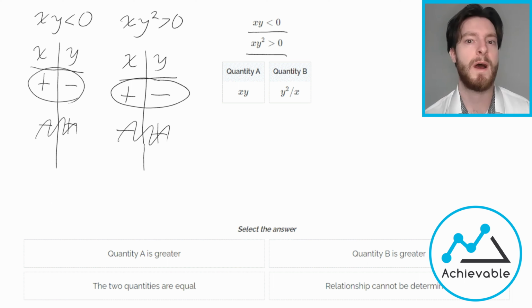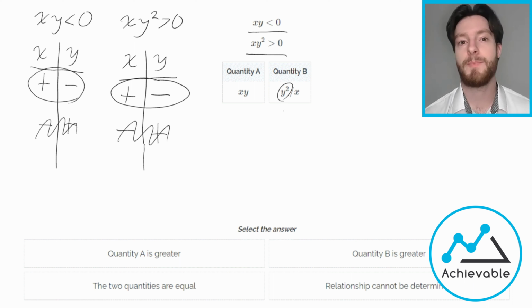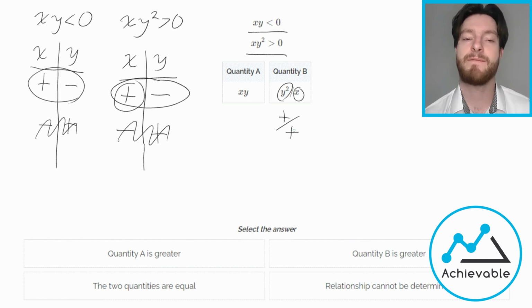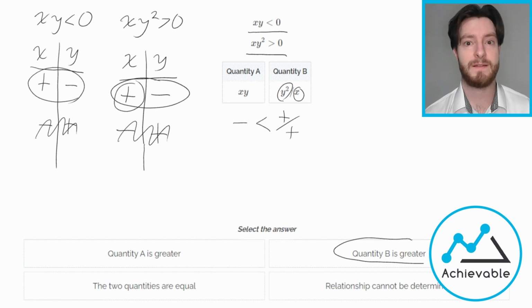So if x is positive and y is negative, we can determine something about quantity b. If y is negative, y squared is still positive. And x in the denominator doesn't really matter in considering if quantity b is positive or negative. So we actually have a positive over a positive. That guarantees that quantity b is positive. Quantity a, we already know from the first constraint, is negative. So if quantity b is positive and quantity a is negative, we can actually stop right there. We know for a fact that quantity b must be greater than quantity a.